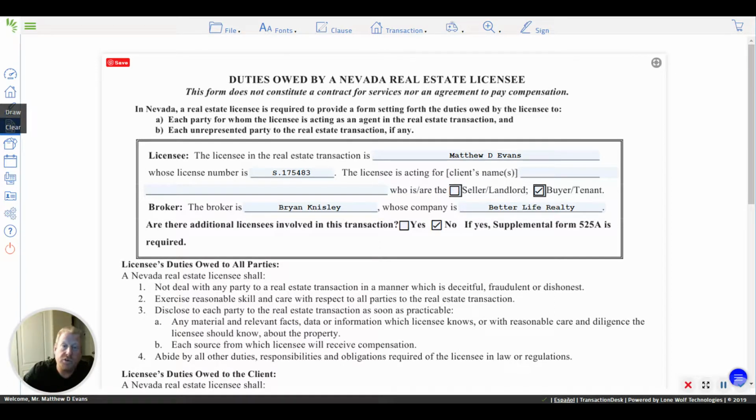Hey, today we're going over the duties owed form, one of the most important forms that you're going to be asked to sign with your real estate agent.